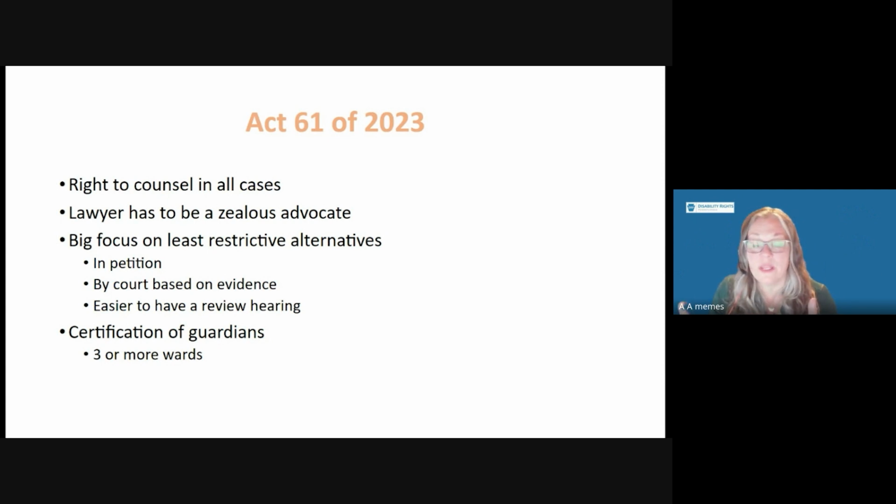And so these things are really important, and they're going to be even more important in the coming months and years as this law goes into effect. The last thing that Act 61 does is around certification of guardians. So not the attorneys who are representing, but if a guardian is appointed. If you are a person or an organization that has 3 or more wards or people under guardianship that you're the guardian for, you're going to be required to go through a certification process. The Supreme Court of Pennsylvania is going to develop the rules around that, about what certification looks like, but that is coming soon.